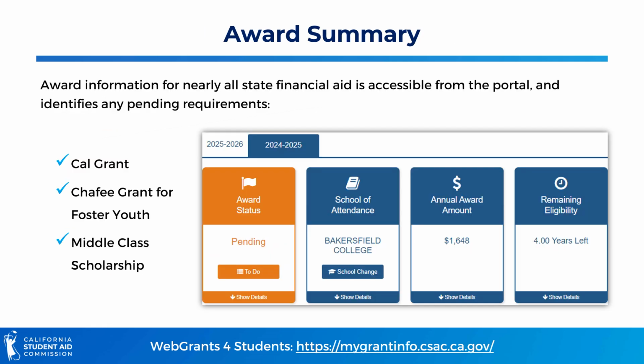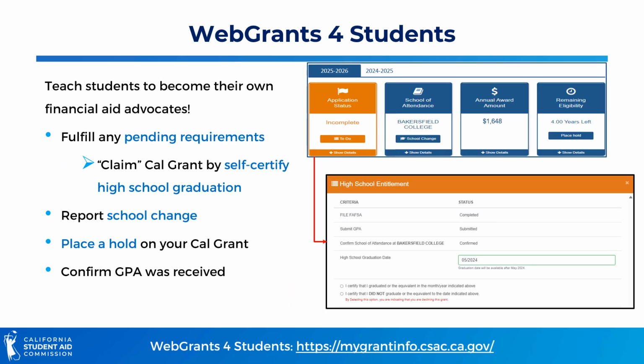In the Students Portal, they can access their award summary information for nearly all state financial aid, such as their Cal Grant Award, Chafee Grant for Foster Youth Award, and their Middle Class Scholarship Award. We highly recommend you teach your students to become their own financial aid advocates, as they will be closely monitoring their Web Grants for Students account throughout college. Now on their student portal, students should fulfill any pending requirements marked by an orange colored tile.